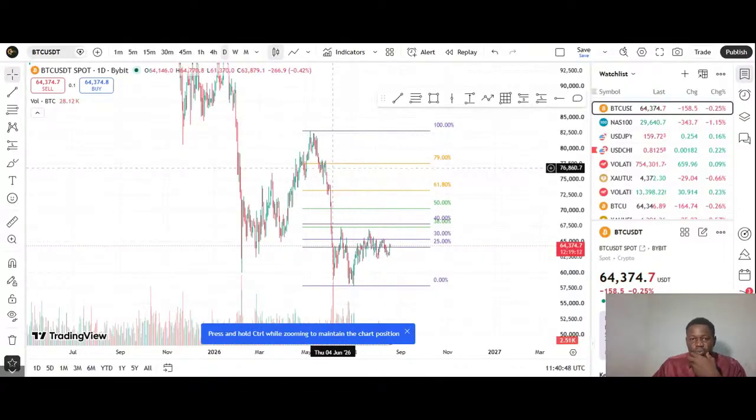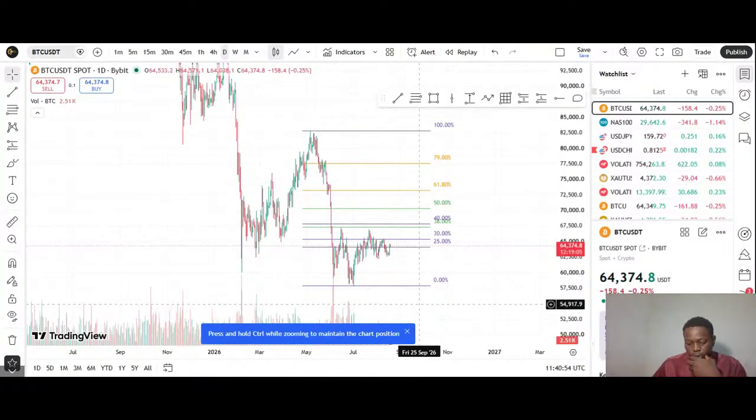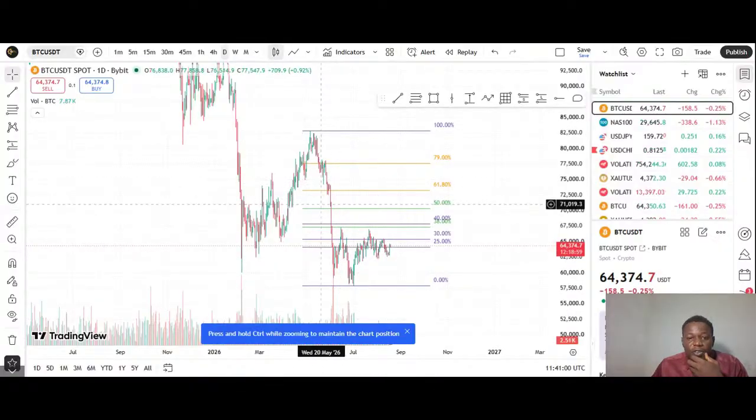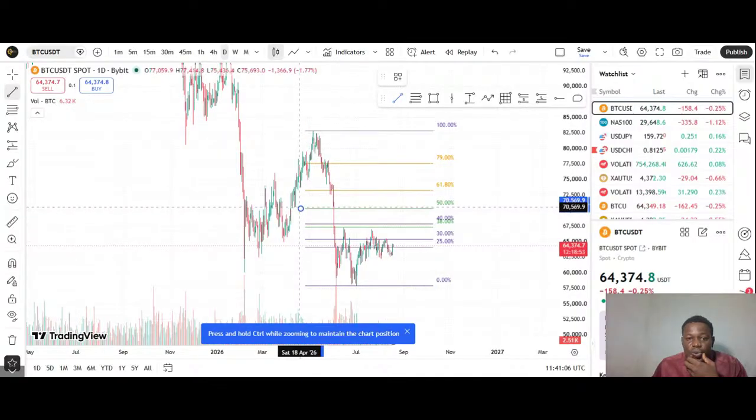So this is your swing high. This is your swing low. Okay, good, you can hear me. So this is your swing high, this is your swing low. Now we are looking for what? 50%. This is where we're expecting price to come.